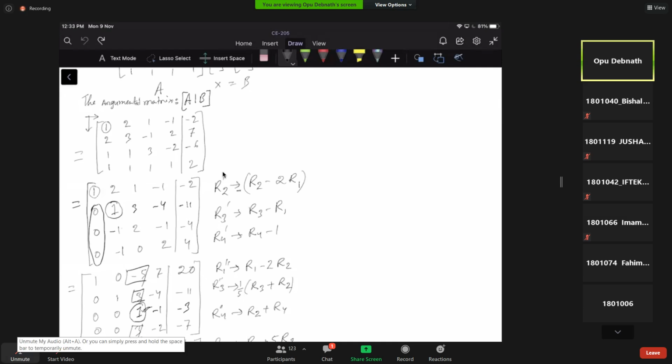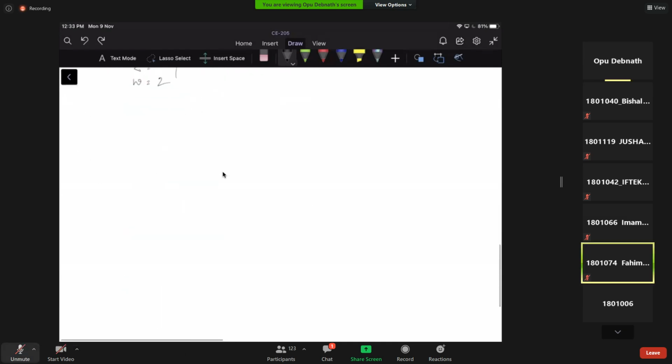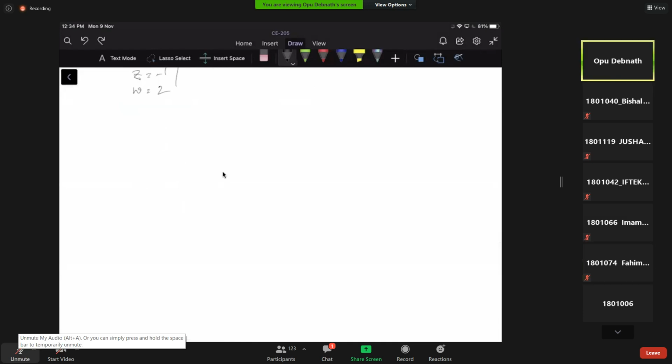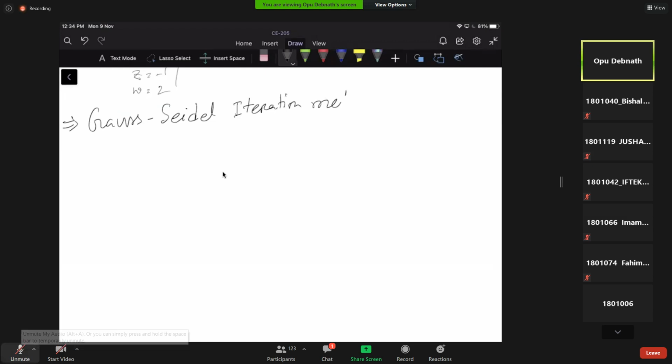Okay, the last method in the iteration process. This is an iterative method known as the Gauss-Seidel iteration method. So you are well acquainted with iteration methods.